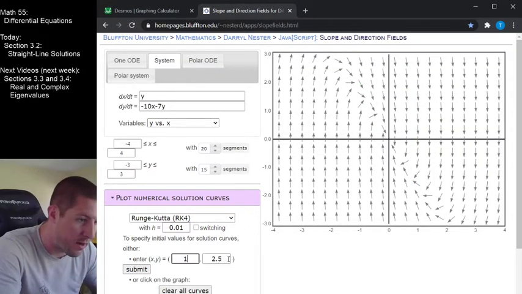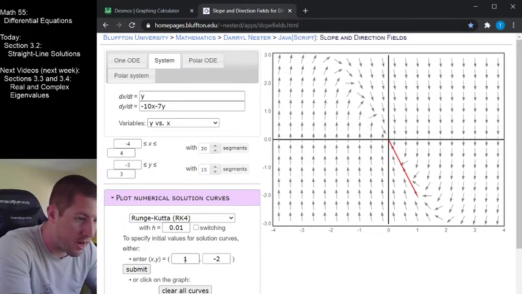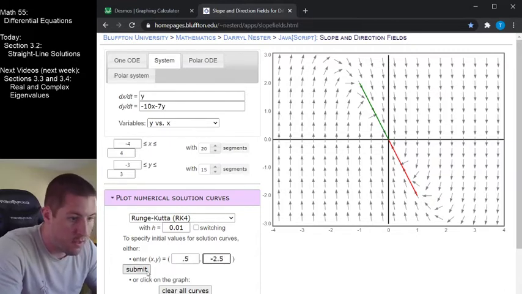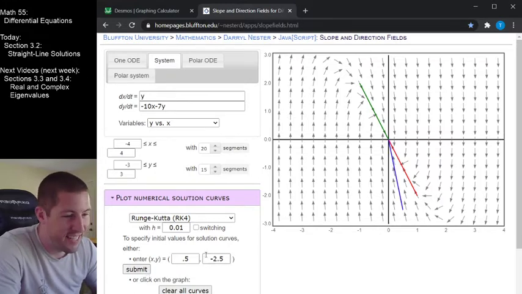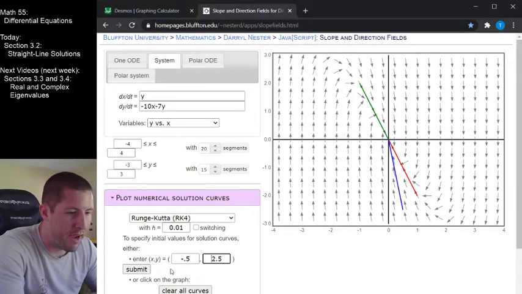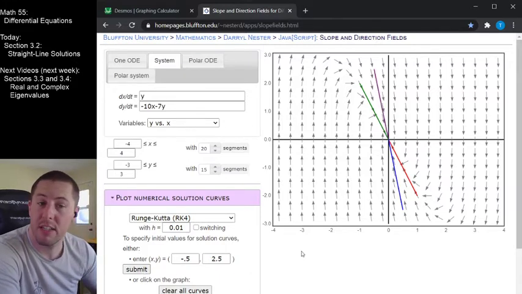So let me come back to my 1, -2. Oh my gosh, I got to get this right here. And -1, +2. Get that one. And then I'm going to do my positive 0.5 and my negative 2.5. More straight lines. And a negative and a negative. Multiply through by a negative because all constant multiples of an eigenvector also are going to work.